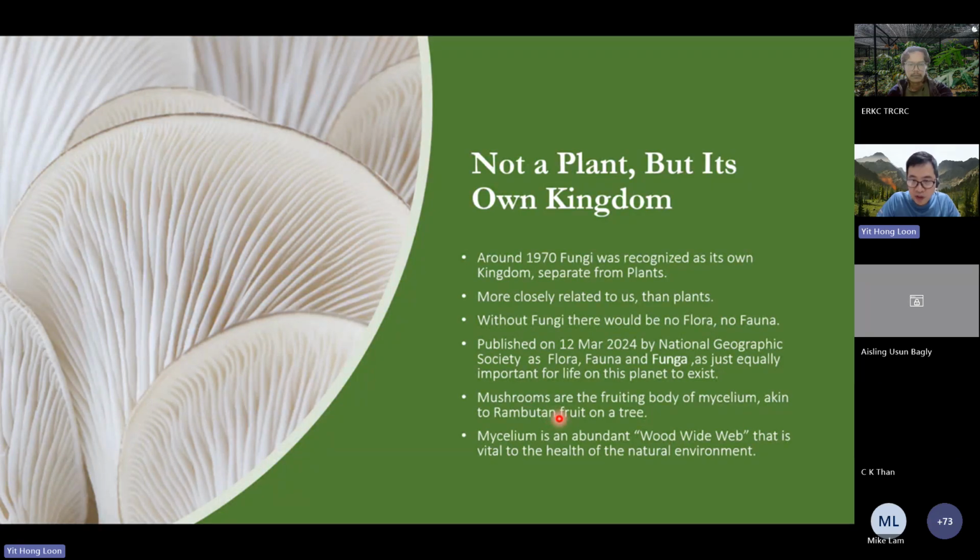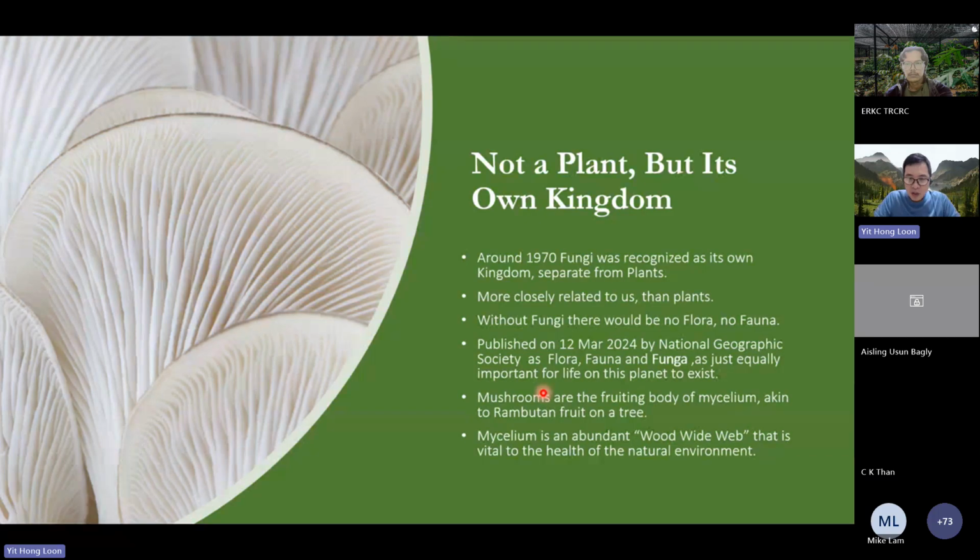So the rambutan tree grows the flower, the flower develops into fruit, and then bears the seeds. The seeds later spread elsewhere to grow another baby tree. Similar to fungi, fungi will grow the mushroom, and the mushroom will spread the spores. So the spores will land in another area and form another baby fungi, for example.